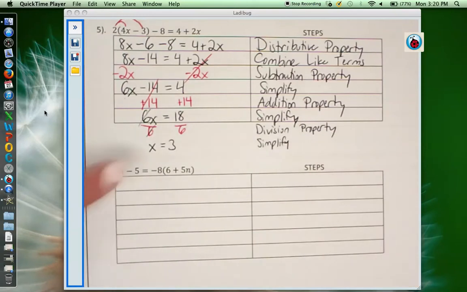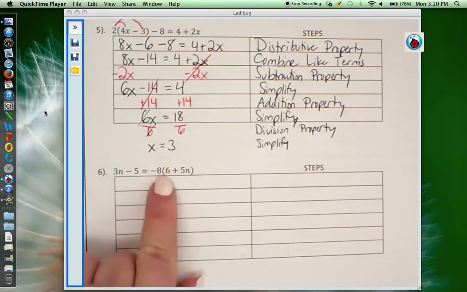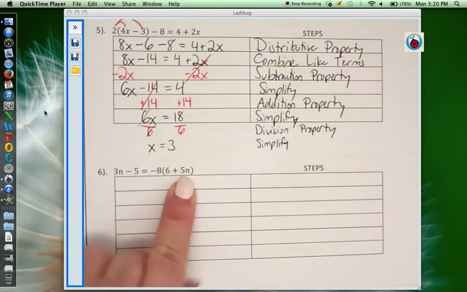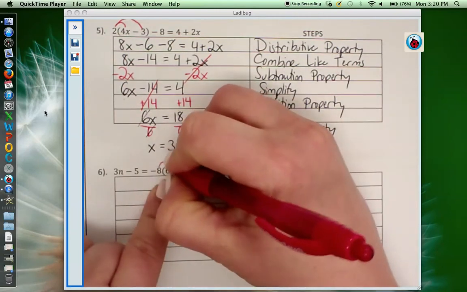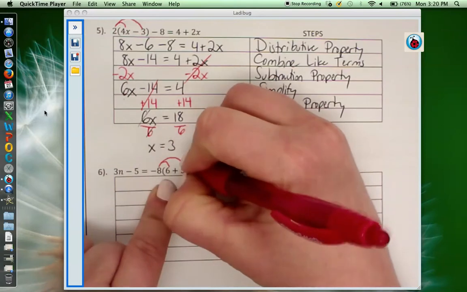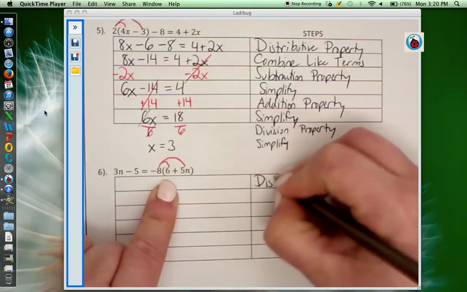Now let's look at the right side. Negative 8 times parentheses 6 plus 5n. There's parentheses there. We need to deal with that. So first thing that I'm checking is to see if there's anything to simplify on each of the individual sides. In this case, there is. Negative 8 times 6 plus 5n. On this one, I want to distribute negative 8 times 6 and negative 8 times 5n. So this step is distributive property.